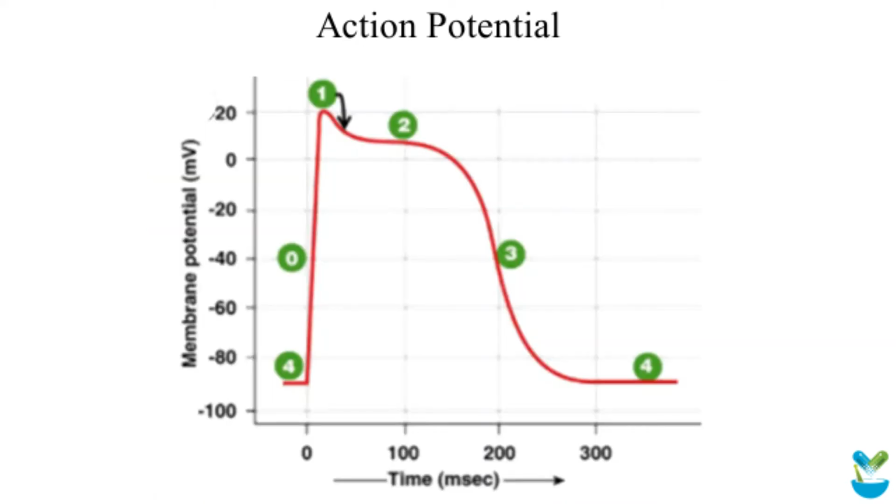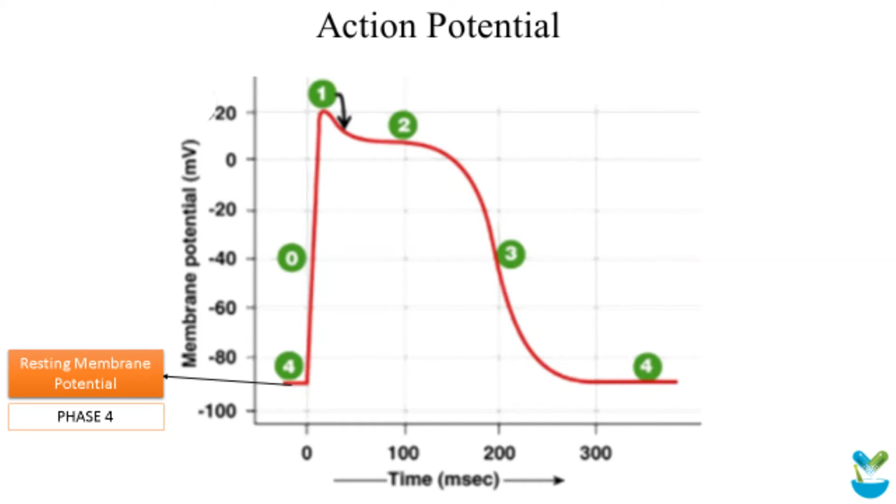Okay, so here is the graph that we need to understand. The normal resting potential or the membrane potential in the cardiac cell is minus 90 millivolts. That means there is more negative charge or negative ions inside the cell as compared to outside the cell.